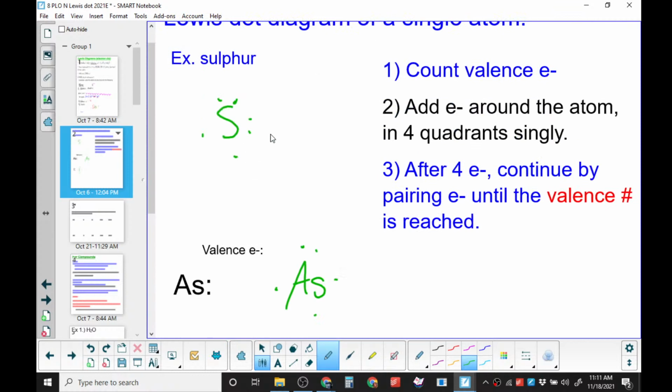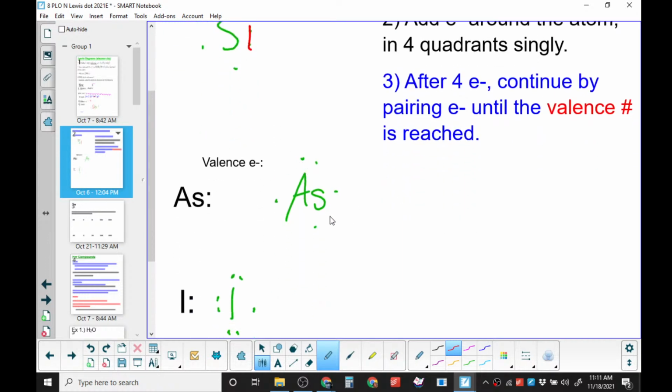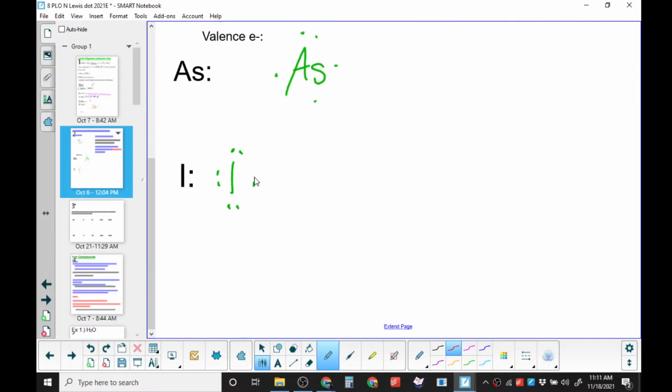So you've got two lone pairs. If you are drawing it, Germanium, you would go like that, and either of those is fine. Arsenic, five valence electrons. Again, that could be anywhere, as long as that looks good. And for iodine, you should just have one single electron and everything else is a pair. Questions about those?